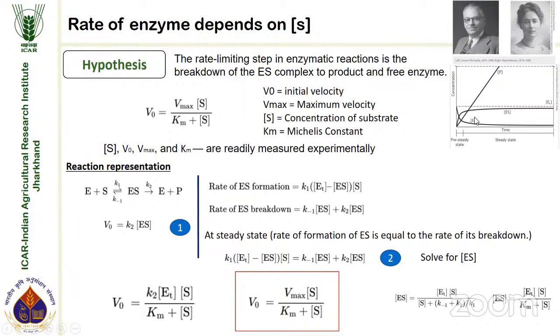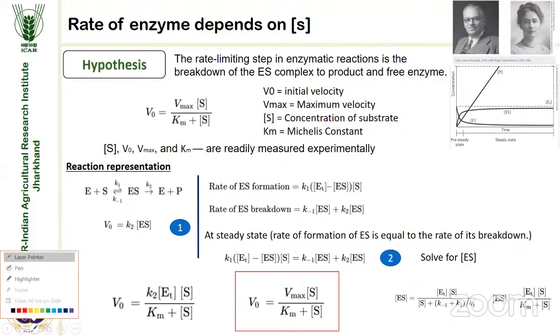There you will have enzymes, substrate, enzyme plus substrate, and also enzyme plus product. That steady state was assumed, and Michaelis and Menten worked out a correlation between the velocity of the enzyme, the maximum velocity of the enzyme, and the substrate concentration. So basically in this equation you have V naught, the initial velocity.